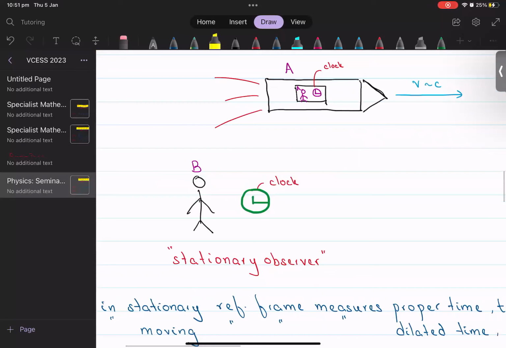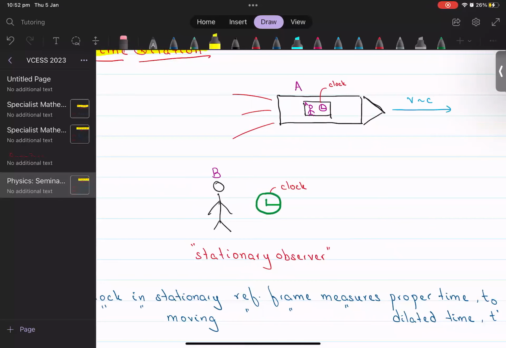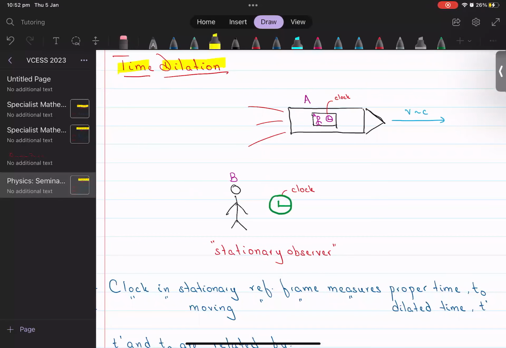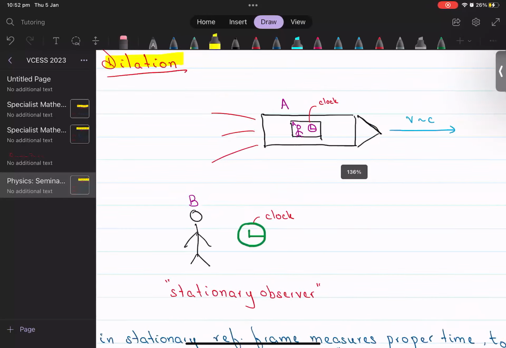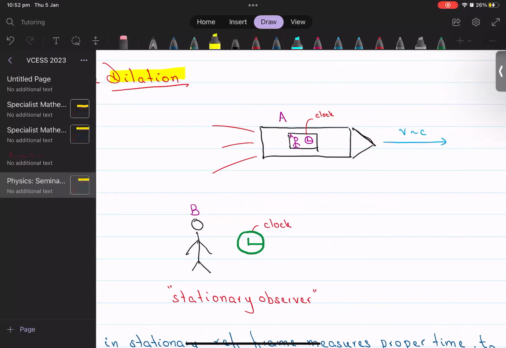Your friend has a clock as well, which measures the time. This is the so-called stationary observer, in inverted commas, because who really is stationary, right? Well, it depends on whose perspective you're looking from. To illustrate that, consider person A in this rocket. As far as person A is concerned, they are stationary, and person B is moving backwards. But as far as person B is concerned, they are stationary, and person A is going across the sky at a speed close to the speed of light. So who is stationary and who's moving depends on who's doing the measuring, where you're measuring from.